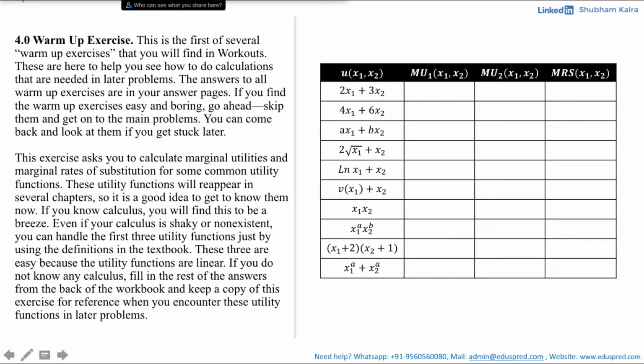In this video, we will be solving this warm-up exercise. So this is the first of several warm-up exercises that you will find in workouts. These are here to help you see how to do calculations that are needed in later problems. The answers to all the warm-up exercises are in your answer pages.